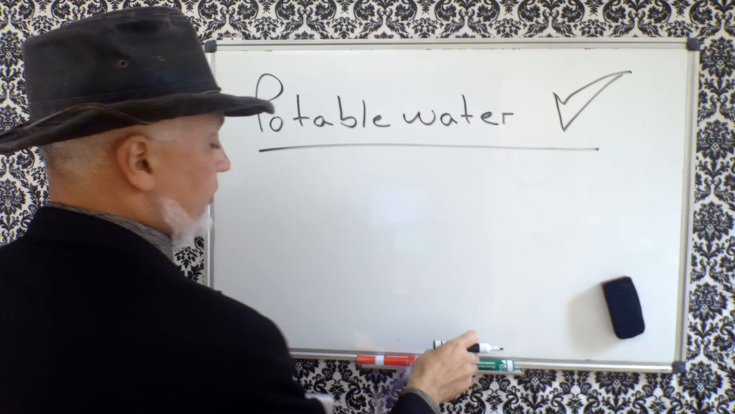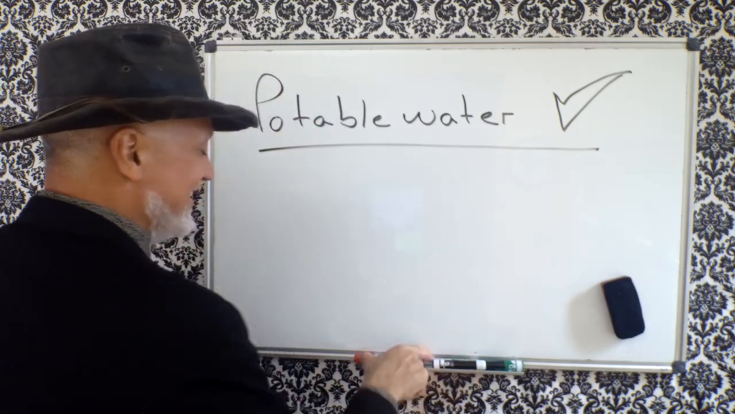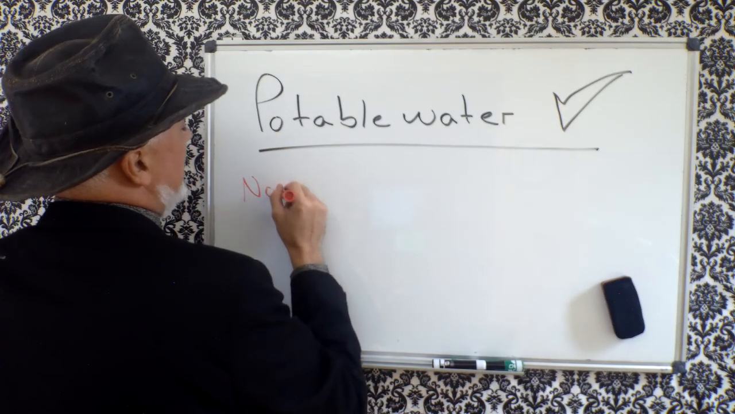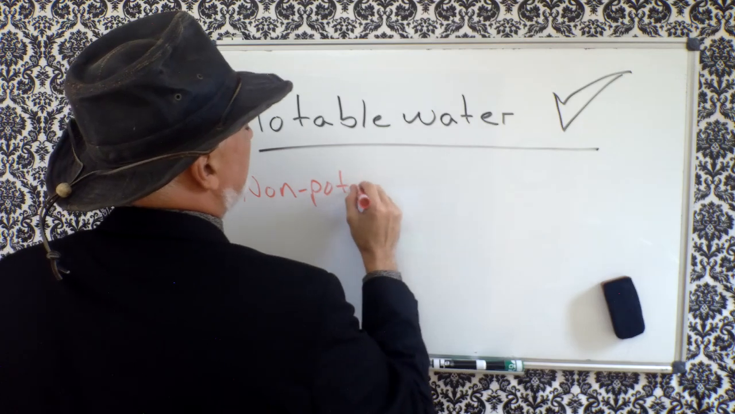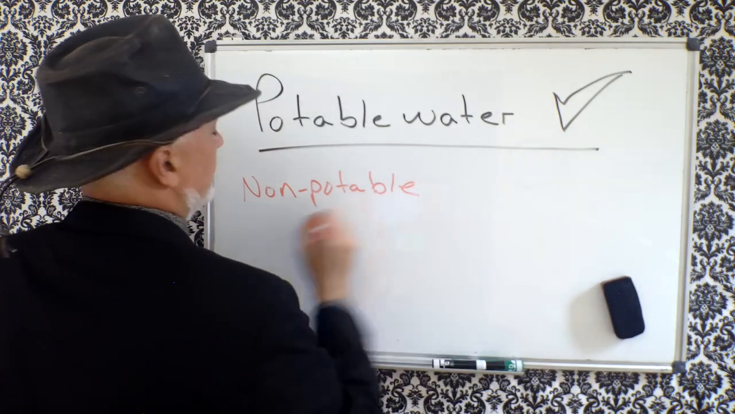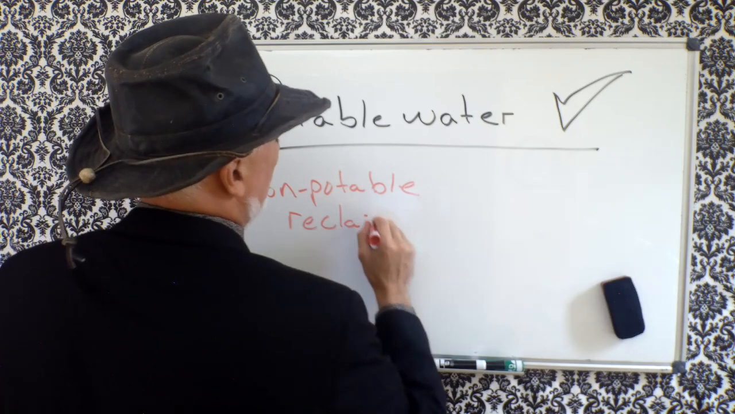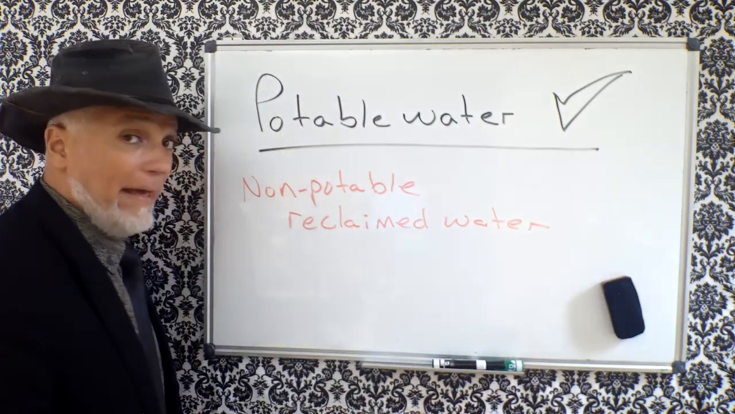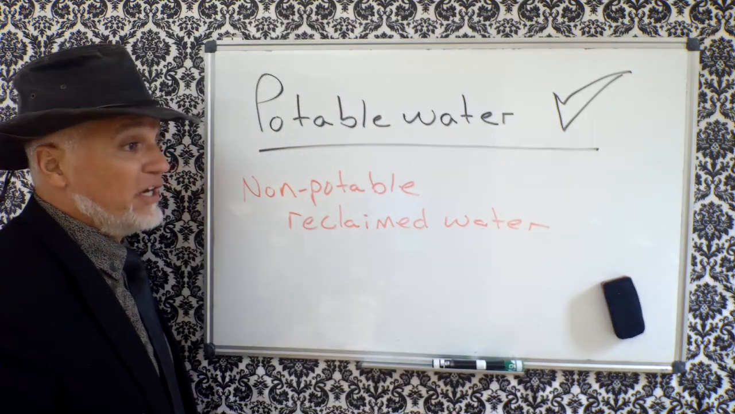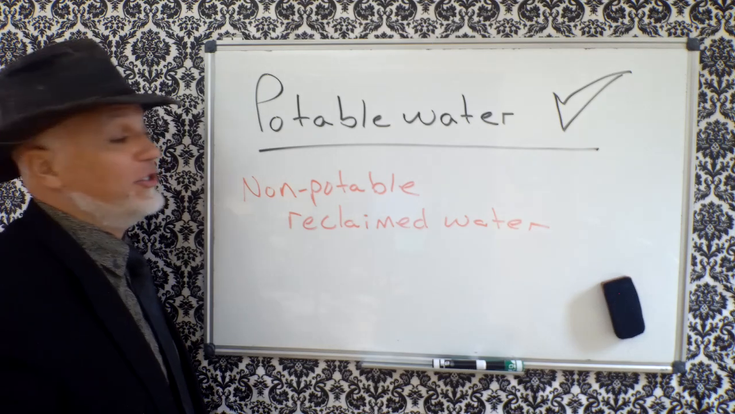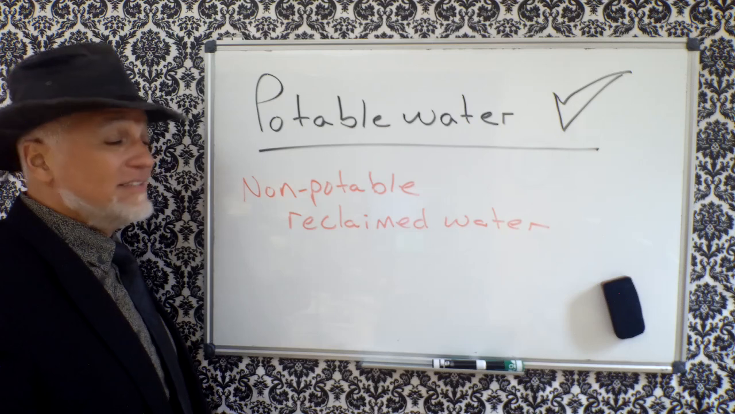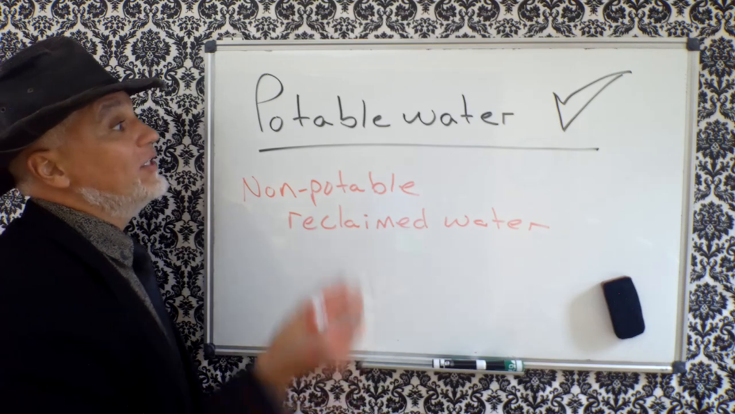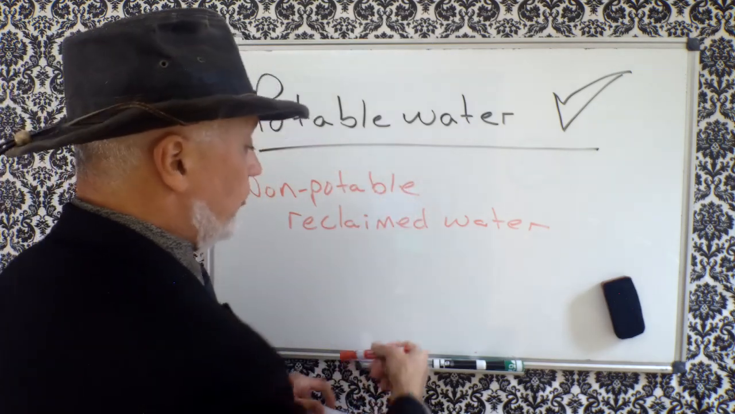What we don't want to use is bad water, non-potable or reclaimed water. Both of them are bad. They're not good to make ice cubes. They're not good for drinking. They're not good for cooking. They're not good for washing your hands. They're not good for taking a shower. They're good for watering your lawn, right? That's it. So potable water is your go-to.